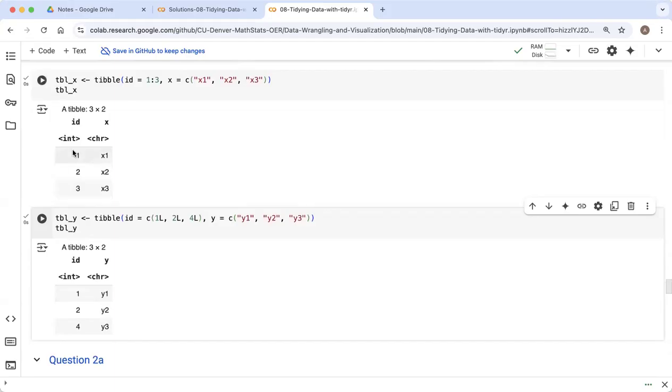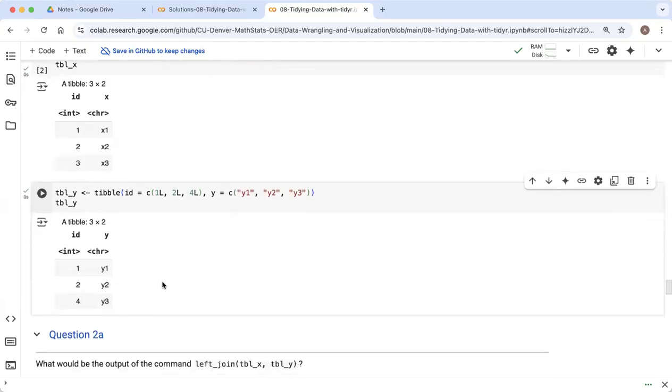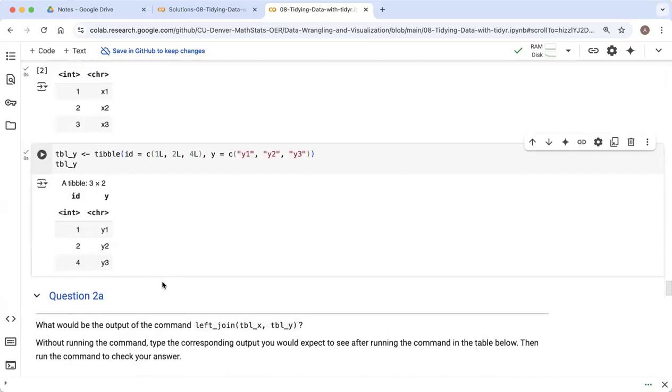So the first two rows have a match of IDs 1 and 2. X has a row that has an ID 3 that doesn't match. Tibble Y has a row that has an ID 4 that doesn't match. So let's see how these different join functions are going to interact with these tibbles when we try and join them using these different functions.